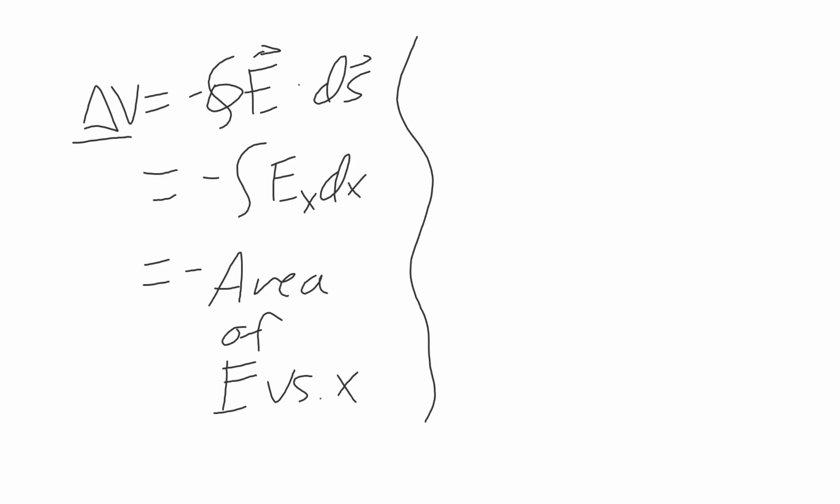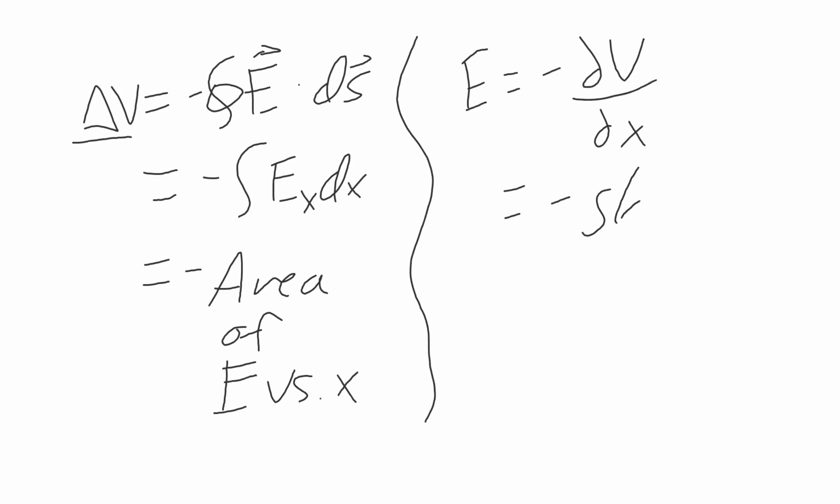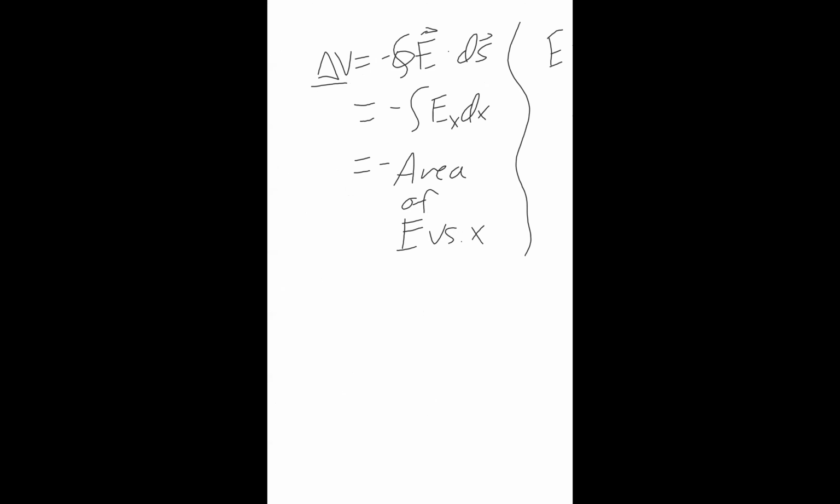The flip side of this equation is that the electric field is the opposite of the derivative of the potential with respect to x, y, or z. What this tells you is that the electric field is the opposite of the slope, and explicitly the slope of the V versus x, y, or z graph. So the slope of the potential graph, in other words.